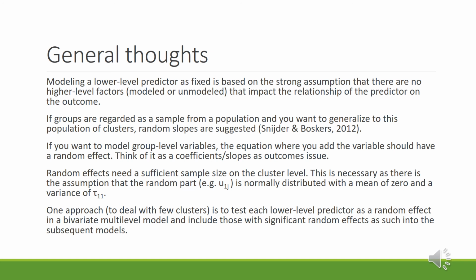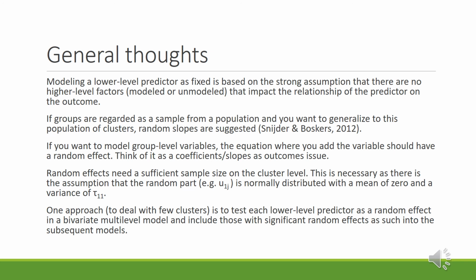Now there's one thing, and we talked about this earlier as well, random effects need a sufficient sample size on the cluster level, and the opinions vary on this. Snijders go up to 50, sometimes up to 100, but this is based on the assumption that your random part is normally distributed with a mean of 0 and a variance of tau 0,0, or tau 1,1 in this case, actually. And so you can't have a distribution of just 3 clusters or 5 clusters. It even gets hard with 10 to do well on this. And so there is an issue with the modeling.